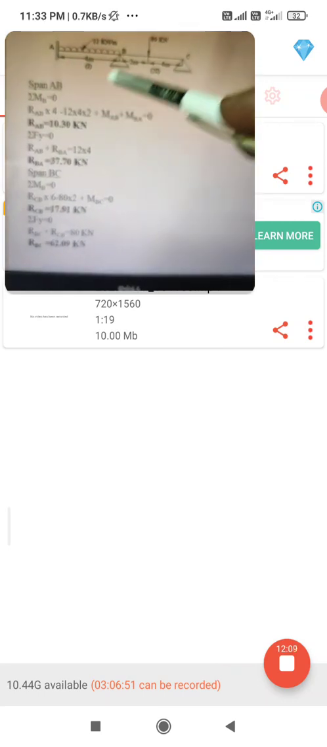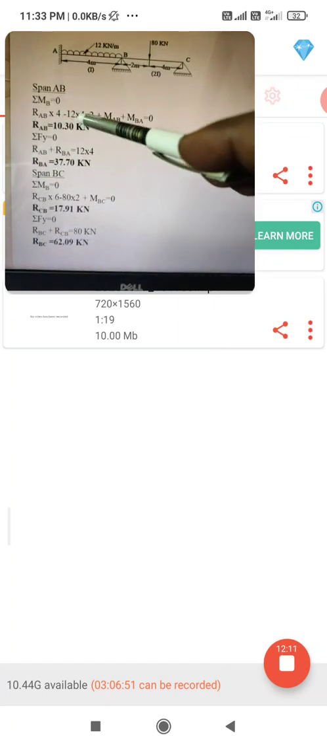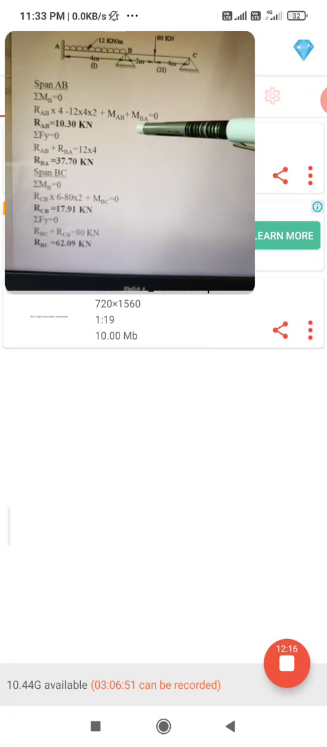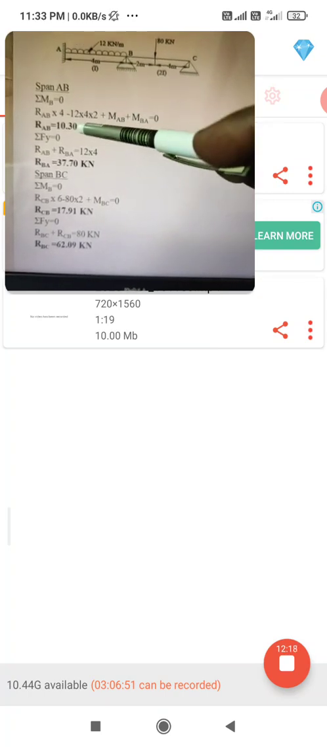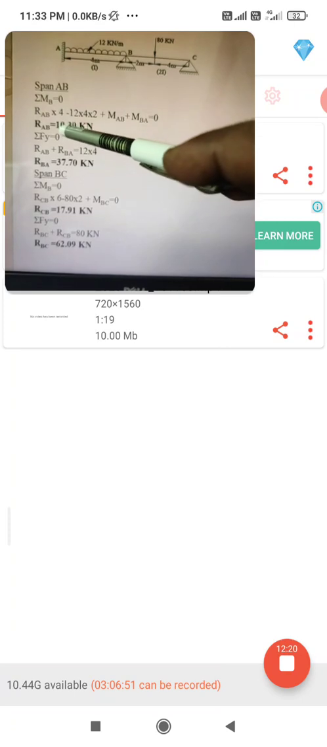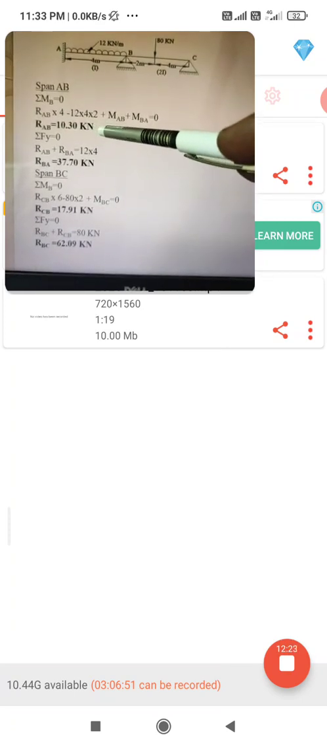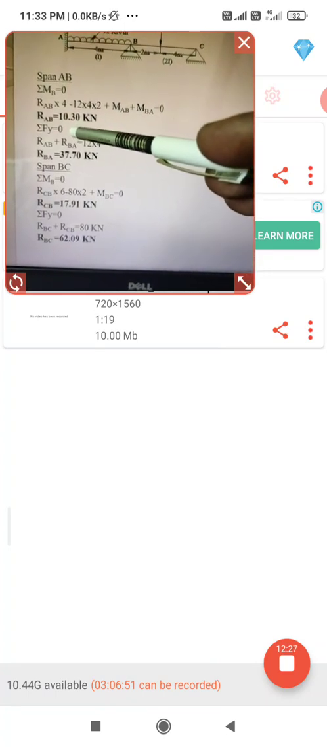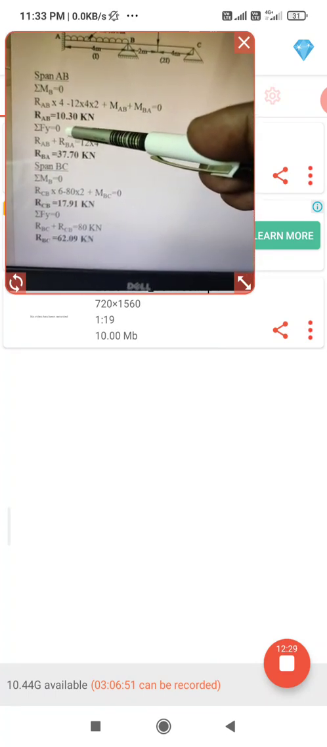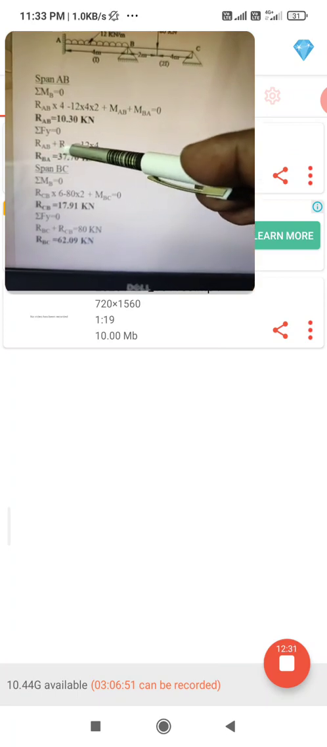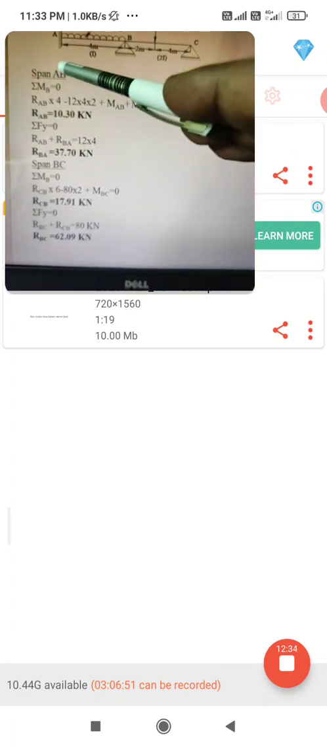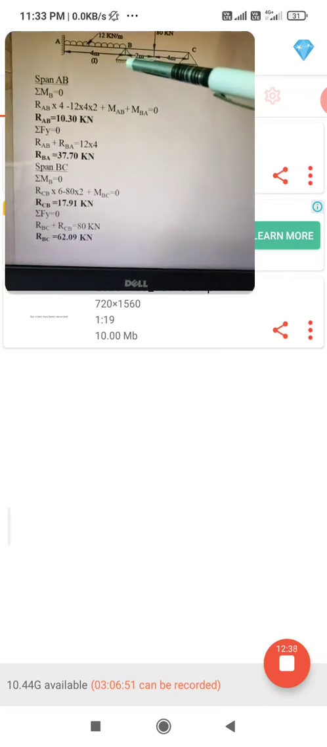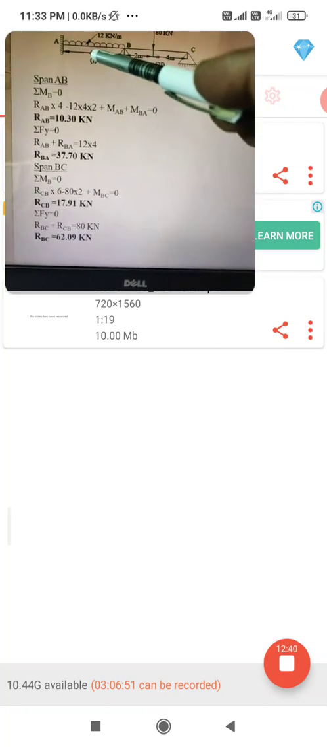So only this span will be considered. RAB into 4 minus 12 into 4 into 2 plus MAB plus MBA equals 0. So the unknown is only one, RAB. So the reaction at A should be 10.3. Then summation of all the vertical forces should be equal to 0. RAB plus RBA equals 12 into 4. For the span AB, RA plus RB equals 12 into 4, 48.